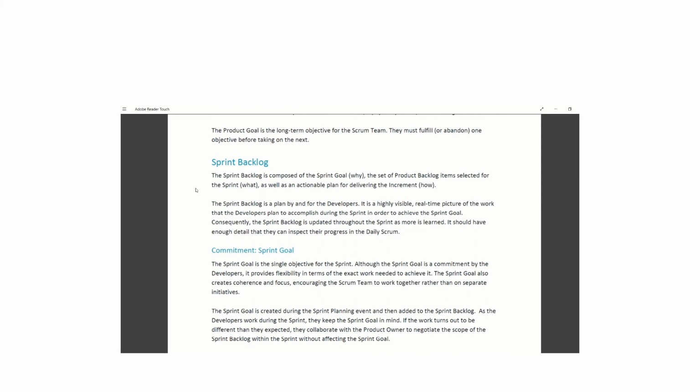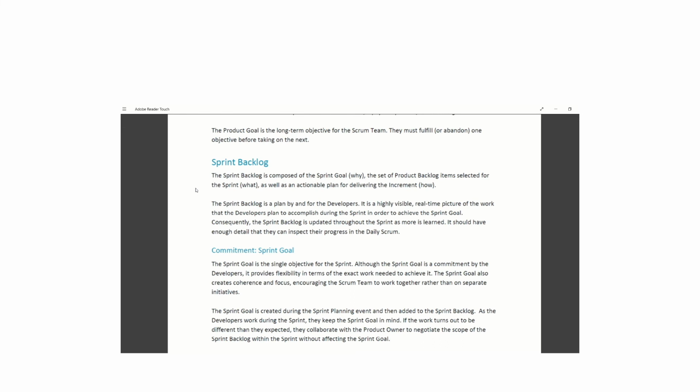Sprint backlog. The sprint backlog is composed of the sprint goal (why), the set of product backlog items selected for the sprint (what), as well as the actionable plan for delivering the increment (how). So it includes why, what, and how. The sprint backlog is planned by and for the developers.